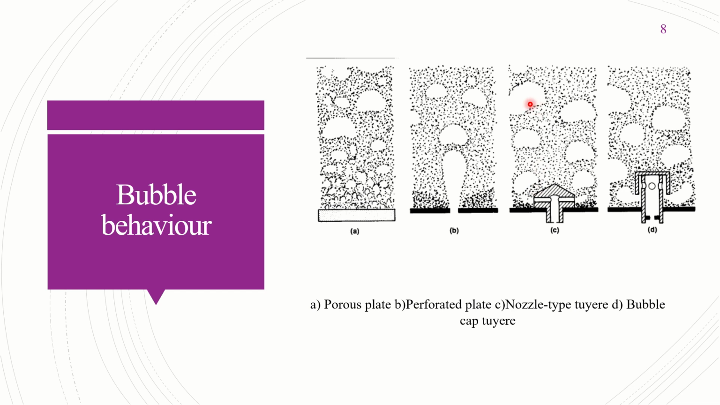And here it is a nozzle type tuyere, and here also the bubble starts forming from here, it is getting formed and getting detached from this point, and it keeps on growing in size. This is similar to that, and it is a bubble cap tuyere.